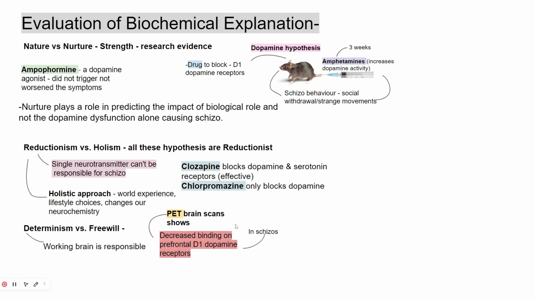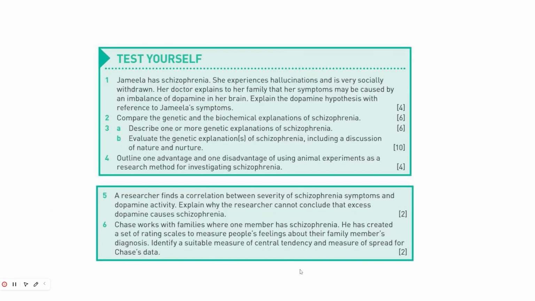They all underwent PET brain scans, and it showed that in schizophrenic patients there was decreased binding on prefrontal D1 dopamine receptors, unlike the non-schizophrenics. You can do this. Pause the video.